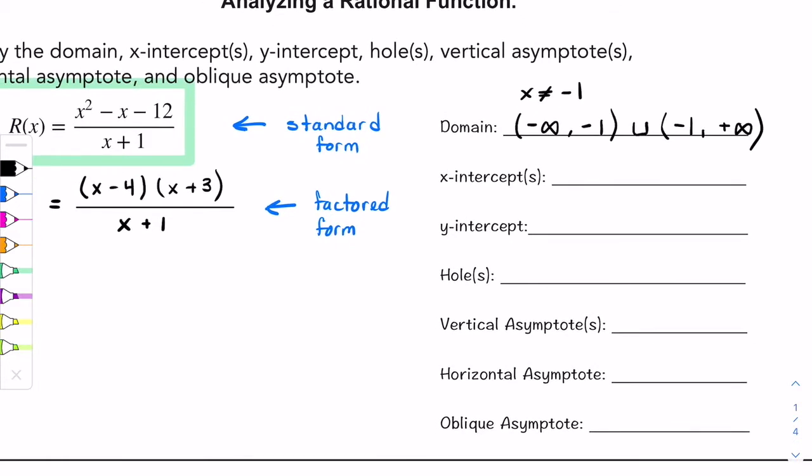The x-intercepts are found by the factored numerator after you get rid of any common factors. This expression does not have any common factors, so we're going to set each factor in the numerator equal to 0. That's going to tell us that x equals positive 4 and x equals negative 3. When you write your x-intercepts, we write them as ordered pairs, so negative 3 comma 0, 4 comma 0. Those would be points on the coordinate plane.